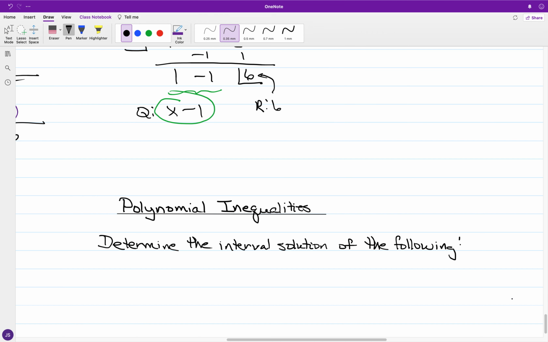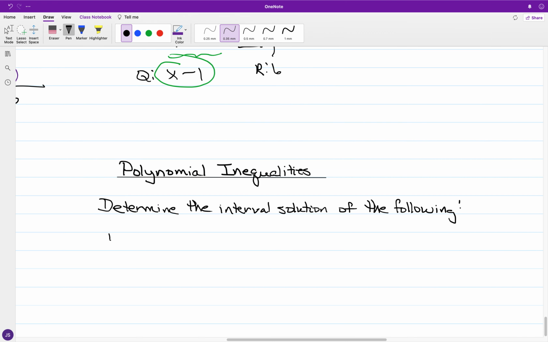Okay, so just to kick things off here, say we have the first case, and we'll start out with a comparison to zero inequality. Say we have something like x squared minus 4 is greater than or equal to 0.